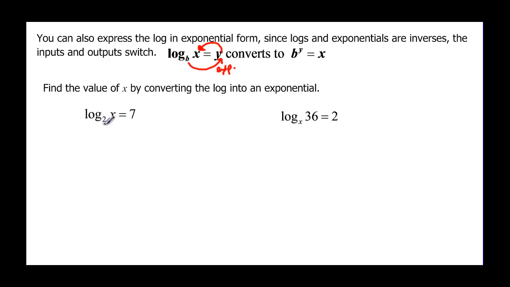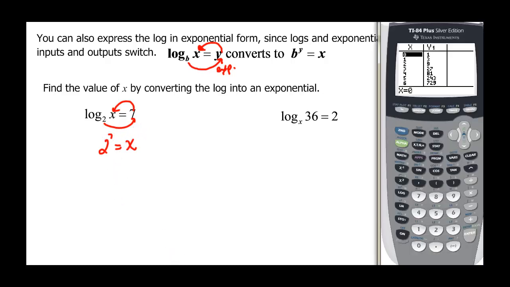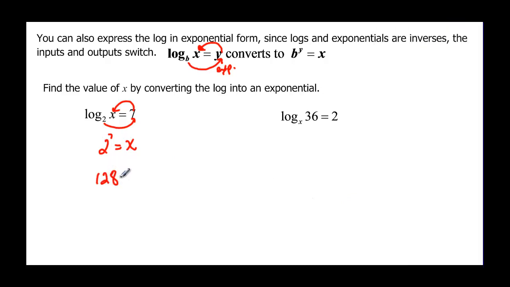So 2, hop across the pond, gives us 2 to the 7th. And that's going to be equal to this x. 2 to the 7th, we could just go right to our calculator with that and go to our home screen. 2 caret 7, that's something we can compute. And 2 to the 7th is equal to 128. So x must be 128. Now this is our answer right here. But the true statement would be log base 2 of 128 would be equal to 7.